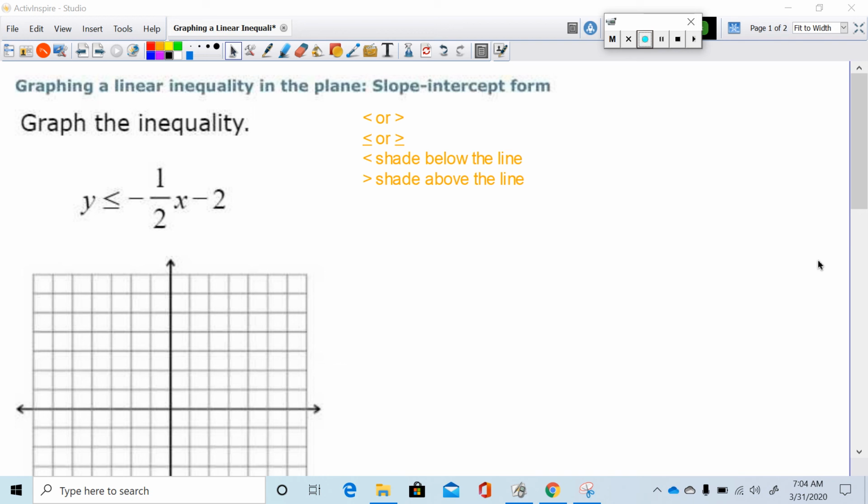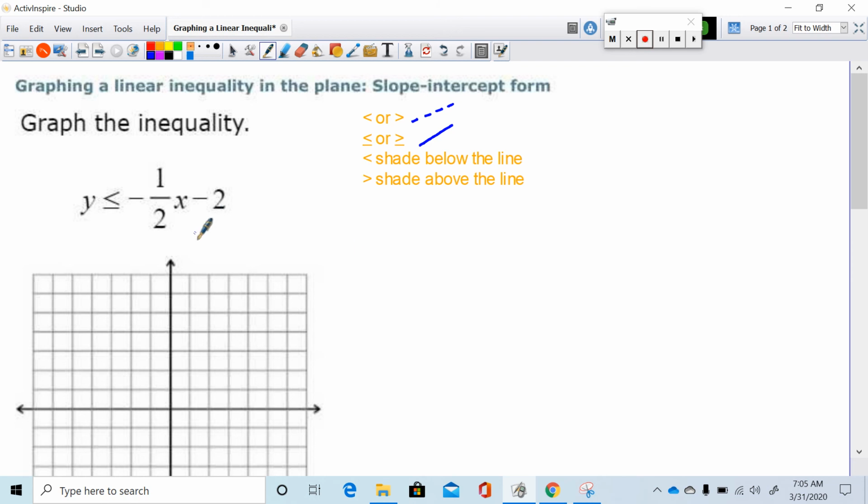Graphing a linear inequality in the plane, slope-intercept form. For any graphing of inequality, there are a few notes off here to the side. If it's not underlined, you use a dotted line to draw your graph. If the inequality is underlined, you use a solid line. If the inequality is less than, you shade below the line. If it's greater than, you shade above the line.